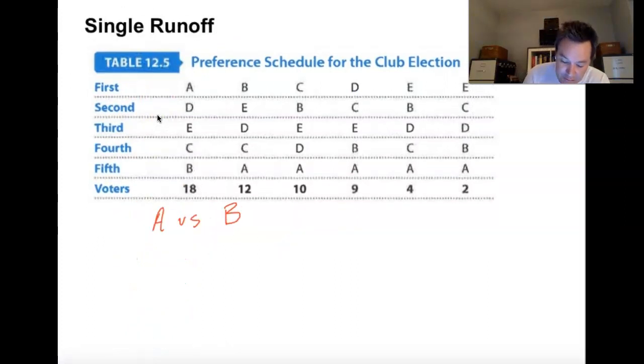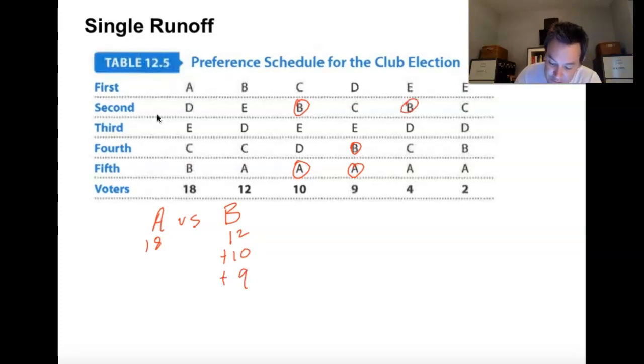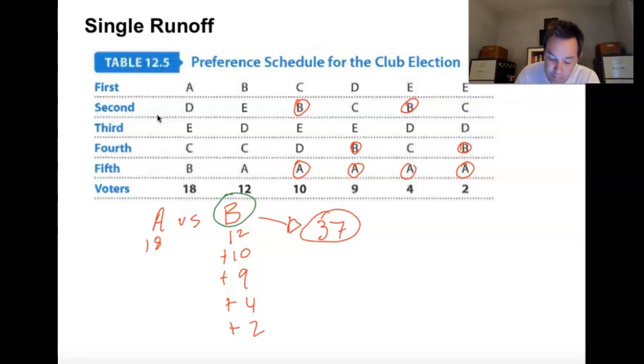All right, so let's see. Candidate A gets the 18 in that first column. Candidate B gets the 12 in that second column. And then candidate B ranks higher than candidate A in the third column, so they get those 10. B also ranks higher than A in the next column, so they get these 9. B is higher than A in the 5th column, so they get those 4. And then B beats A again in the last column, so they get 2. So A gets 18, whereas candidate B, when we add all those together, 22, 31, 35, gets 37. Candidate B is the winner by single runoff.